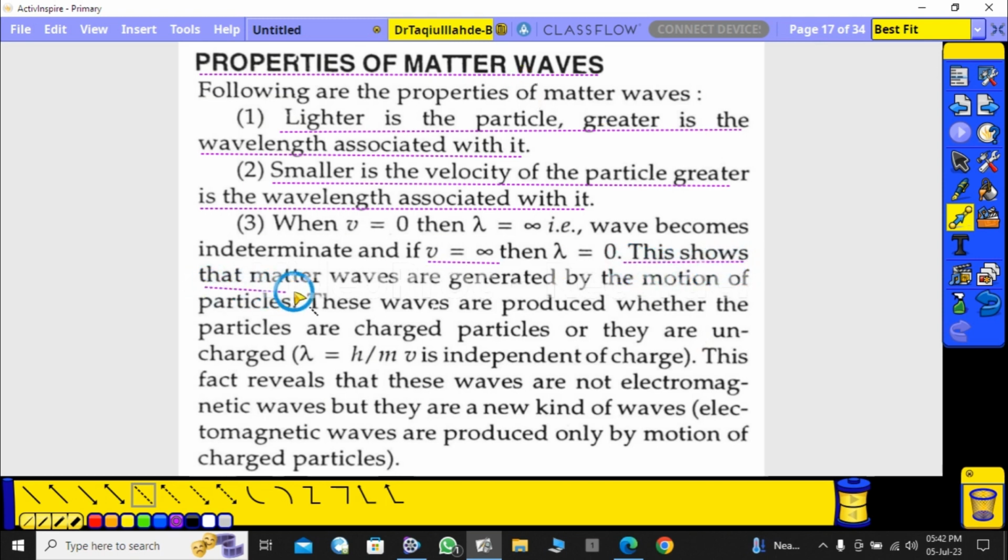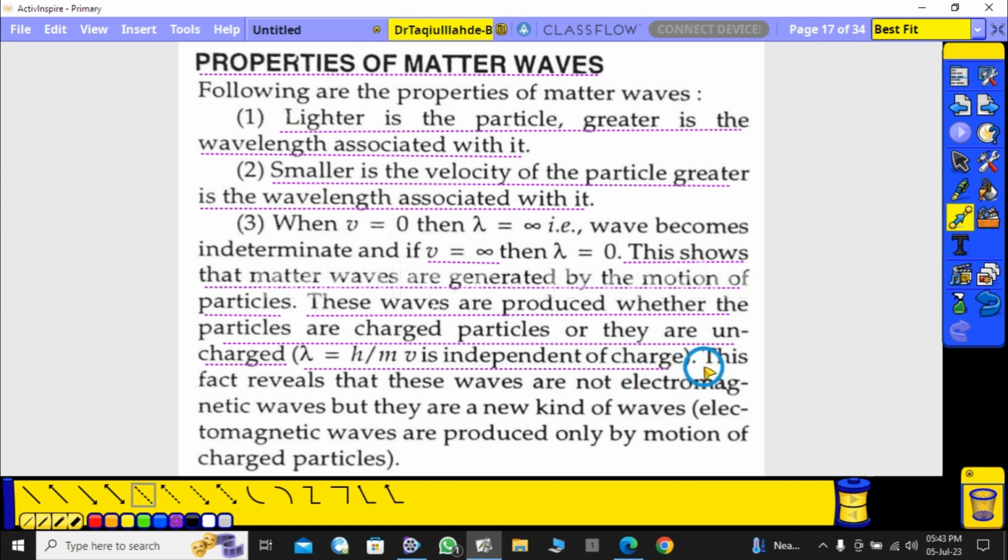This shows that matter waves are generated by the motion of particles. So matter waves are composed of particles only, and they will be generated with the help of particles. These waves are produced whether the particle is charged or uncharged. It can be produced by any particle, charged or uncharged. The only requirement is that it should travel with very high velocity, then the traveling object will be associated with a wave. So it is independent of charge: lambda is equal to h by mv is independent of charge.